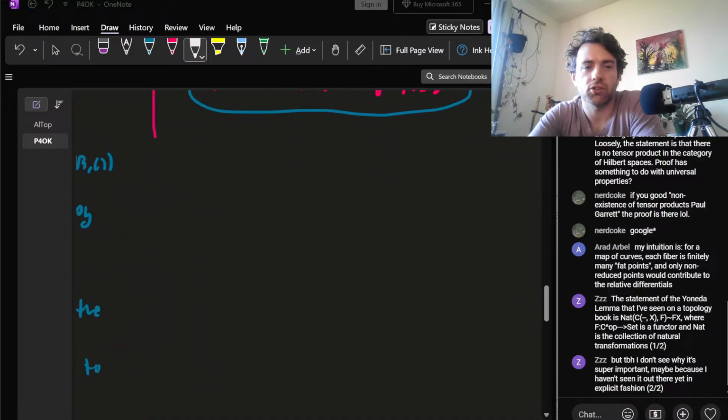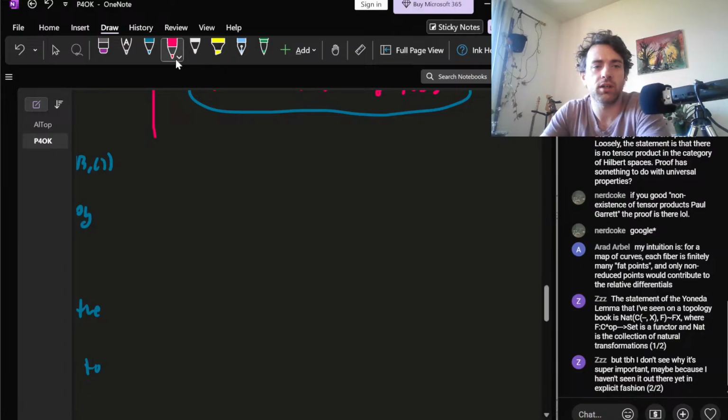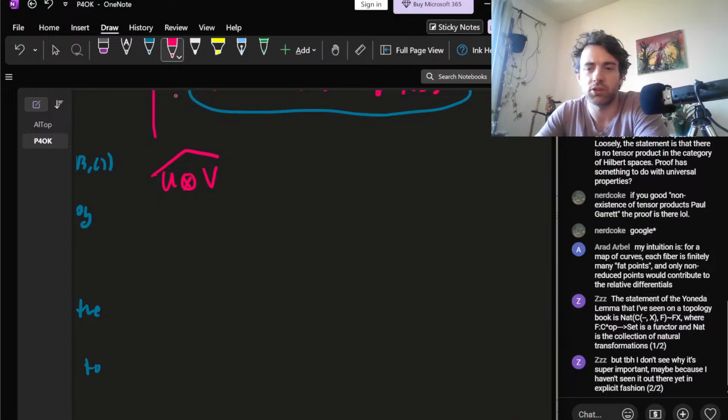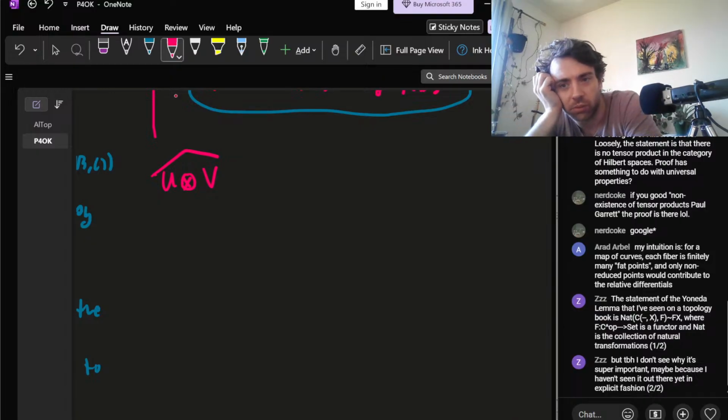Let's put this discussion up here. I thought there was a way that you take the ordinary tensor product, and then you take some Hilbert space completion. I thought that was possible.